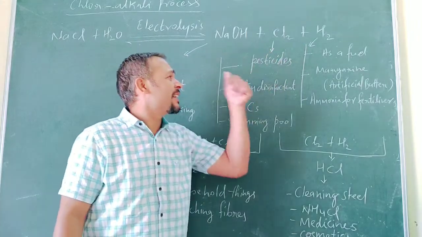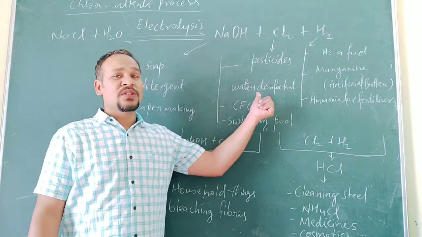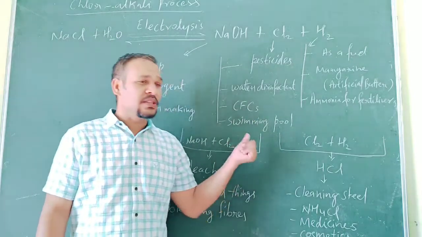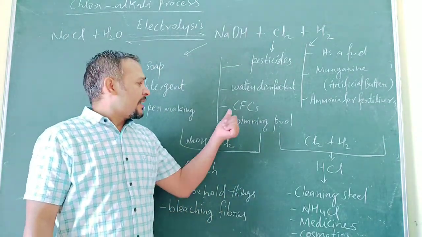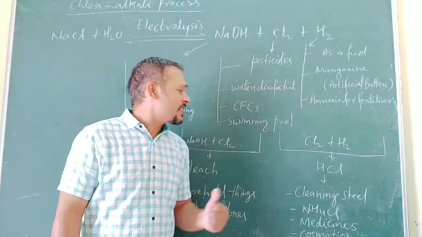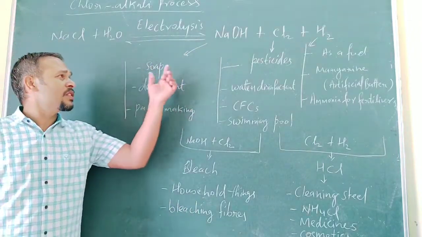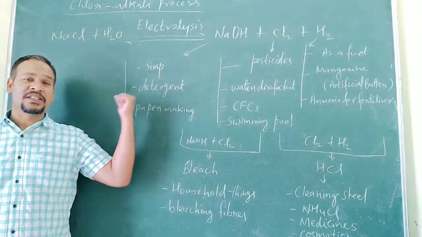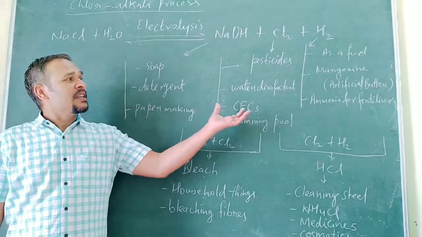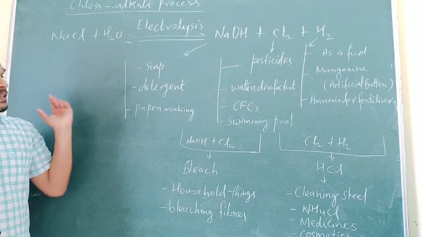Similarly, from chlorine we get the pesticides. Chlorine is used in pesticides. It is also used in water disinfection. It is also used to manufacture chlorofluorocarbons, which are used in refrigerators and air conditioners. In swimming pools, chlorine is used to disinfect the water. Here you can see the uses of sodium hydroxide. Sodium hydroxide is used in soap, in detergent, in paper making industry, right? So these are the primary uses of the products which we get by the chlor-alkali process.